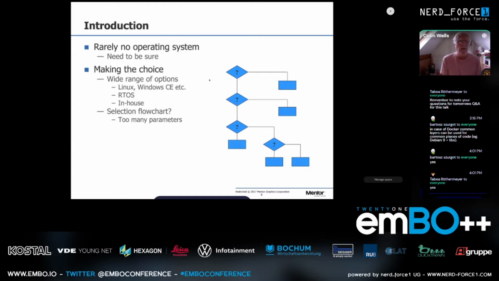So we have a wide range of options available to us, and this includes high-end operating systems like Linux and variations of Windows, less used nowadays. And we have real-time operating systems, which tend to be smaller and aimed at, as the name implies, real-time applications. And the third option, we have the possibility of developing our own operating system in-house. So those are the options we need to investigate.